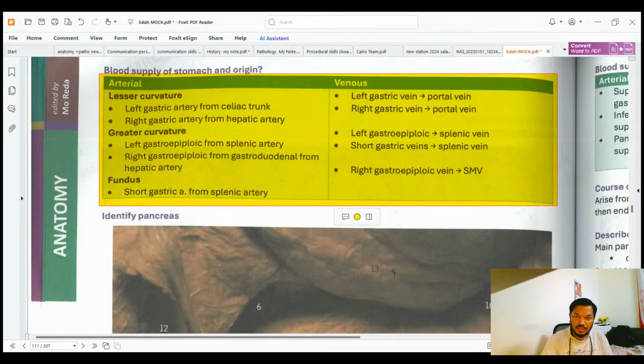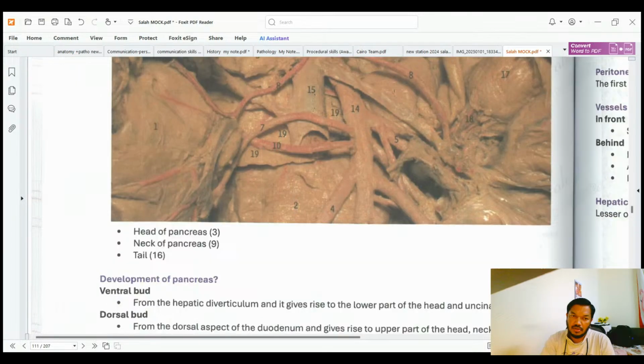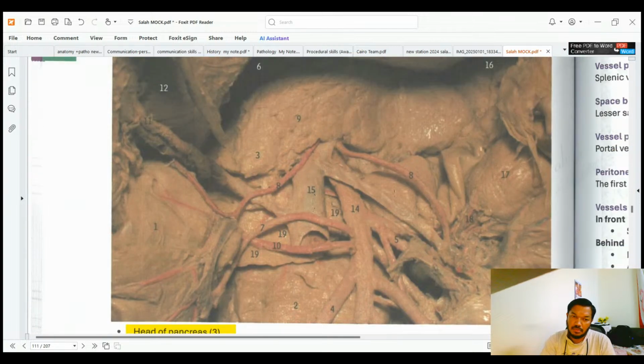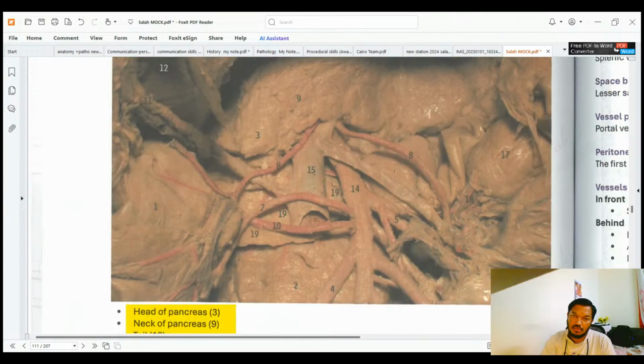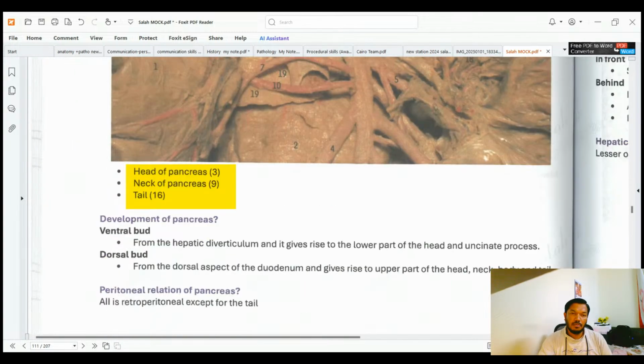Identify pancreas. This is all about the pancreas: head of the pancreas is number 3, the neck of the pancreas number 9, and tail of the pancreas number 16. Okay. Development of the pancreas.